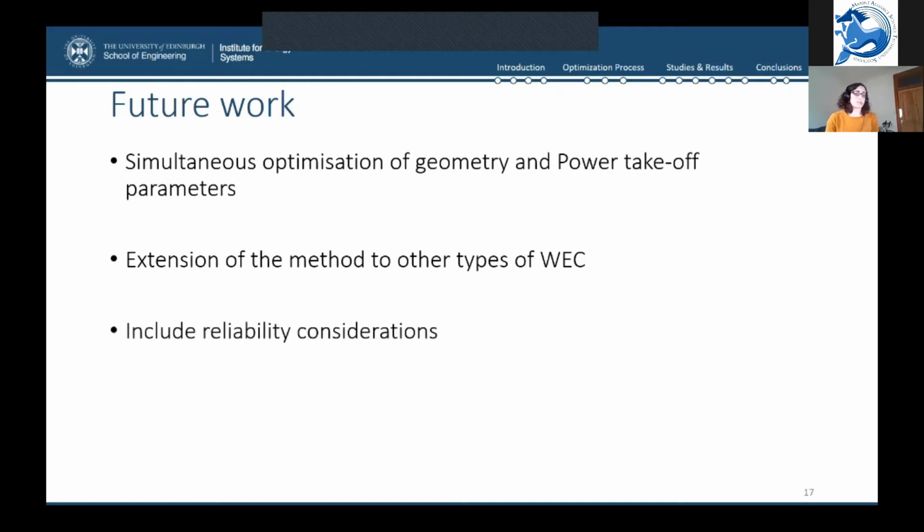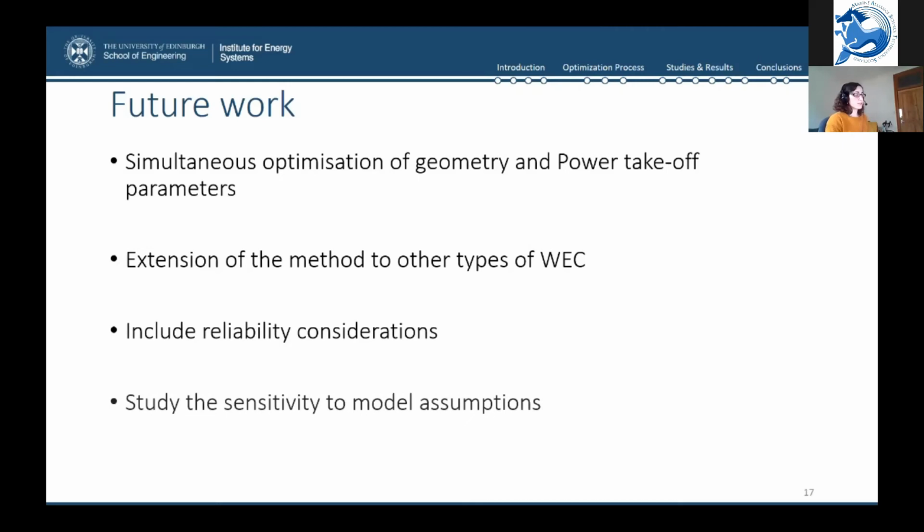As I said, I was trying to generate shapes that minimize or reduce the levelized cost of energy. And so to have a more holistic approach to this concept, I think it would be interesting to include reliability considerations. The same way I tried to include manufacturability considerations, it would be interesting to include considerations in terms of the structural integrity for the different shapes.